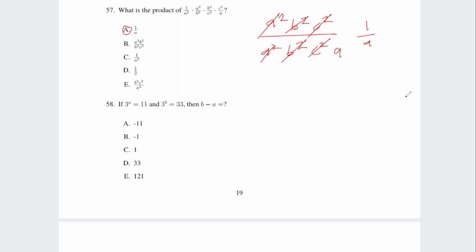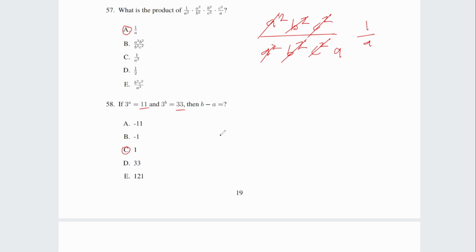But the thing that we're supposed to notice here with this problem is that 11 and 33, 11 times 3 is 33. So we know that b, whatever it is, is going to be 1 more than a. So b minus a is going to equal 1.